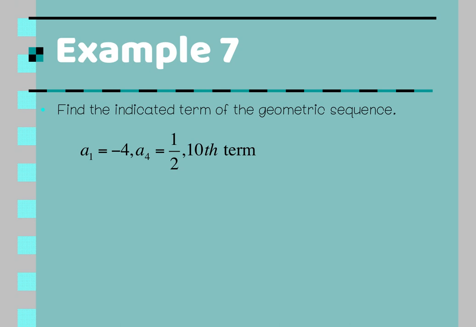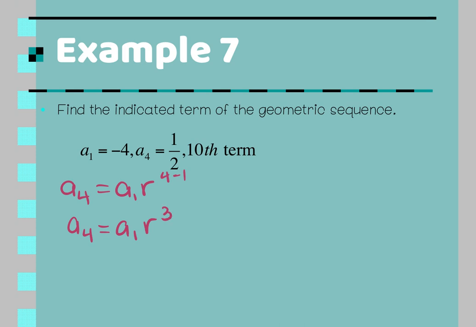All right, 7 says, find the indicated term of the geometric sequence. So it gives you a1 and it gives you a4, and it's asking you to jump to the 10th term. So this is kind of similar to the arithmetic one where we skip terms, right? So we have to figure out the pattern here. So if I wanted to find a4, I would have to do a1 times r to the n minus 1, and that n is 4, which means it'd be a4 equals a1 r to the 3rd.